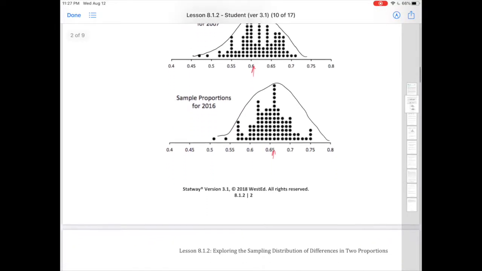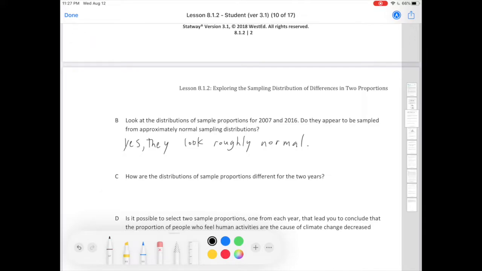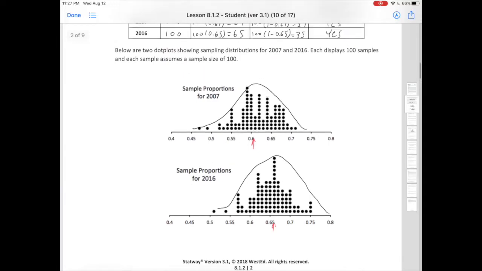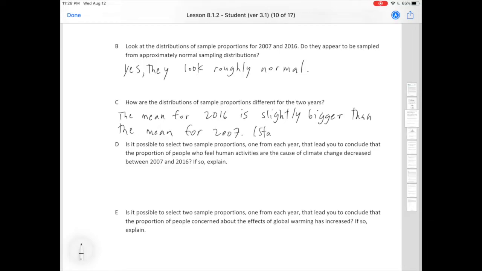So I would say the mean for 2016 is slightly bigger than the mean for 2007. But I will say the standard errors look about the same, because both pictures look about the same amount spread out.